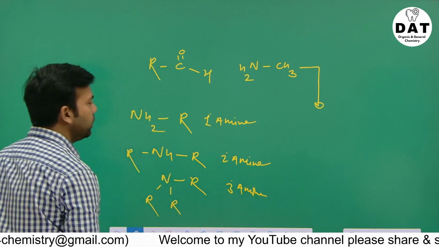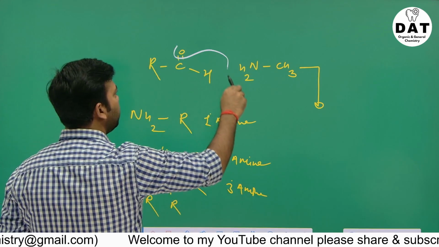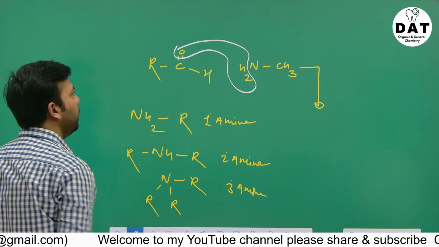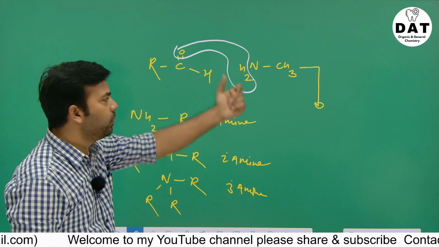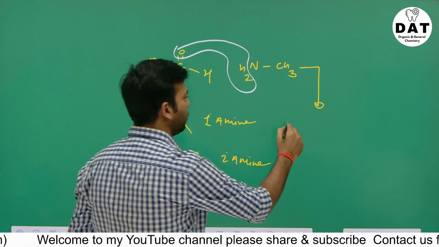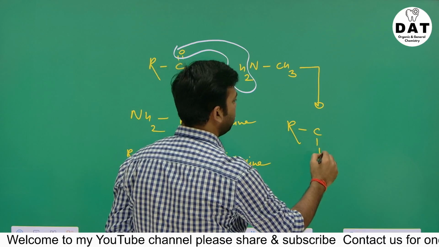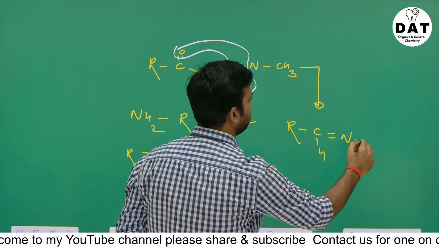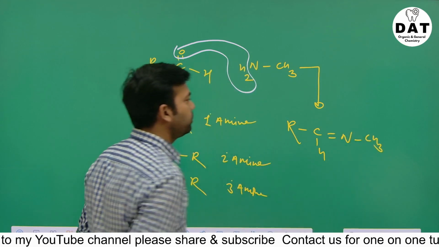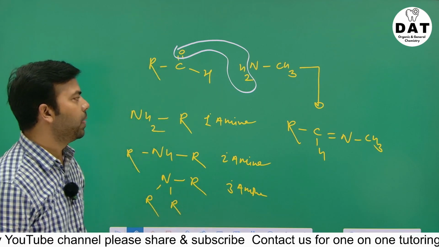So in this reaction, we can eliminate the water: the oxygen and these 2 hydrogens. And now you have to connect carbon with the double bond nitrogen. So you have this product, RCH double bond N CH3. Clear? Makes sense? This is imine.